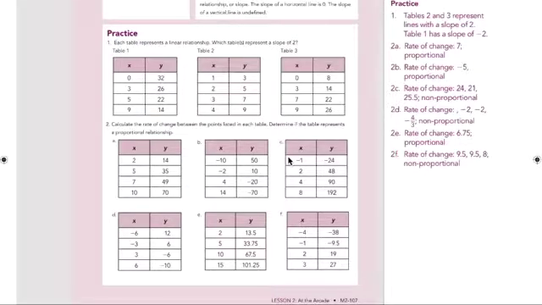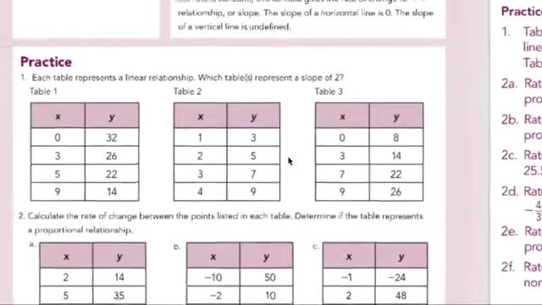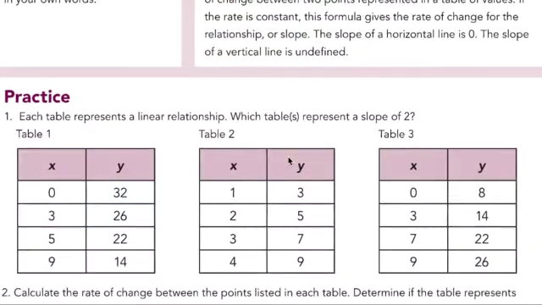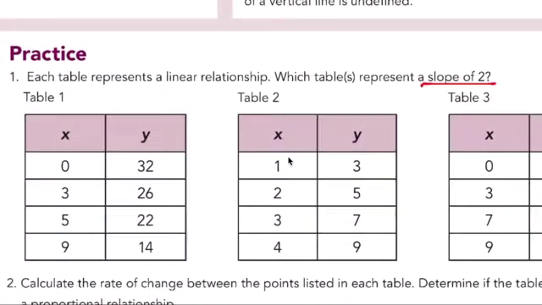Today, you're finding the rate of change. Each table represents a linear relation. Which table represents a slope of 2? So you need to find the slope.